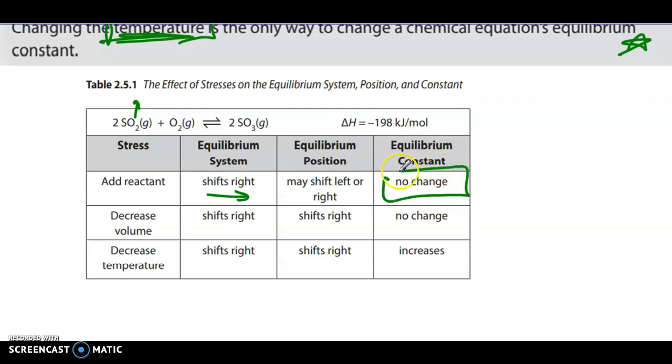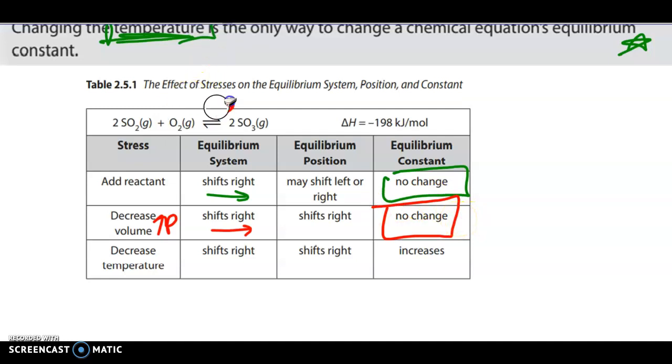That's the focus here. Decrease in volume. Okay, well, we have here 3 moles versus 2 moles. So if we have a smaller space, that means our pressure is increasing. It's going to shift to the side that's going to occupy less space, so shift to the right. The equilibrium position here, of course, will shift to the right because we are making more product. And here we go, the K value will not change.